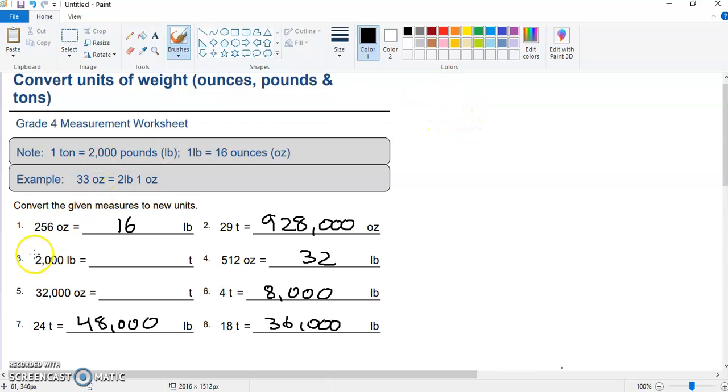So actually the first one we already know. It says how many tons is 2,000 pounds. Well, here it tells us for every 2,000 pounds, that's 1 ton. So that's just 1 ton.